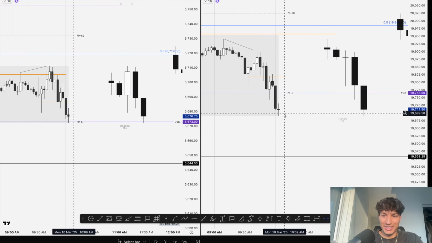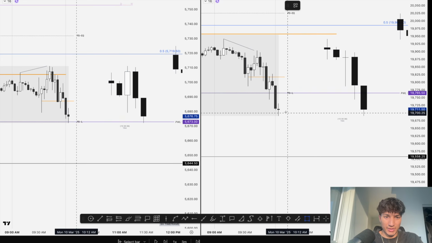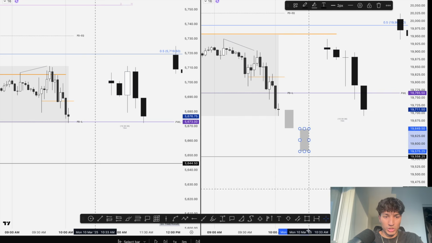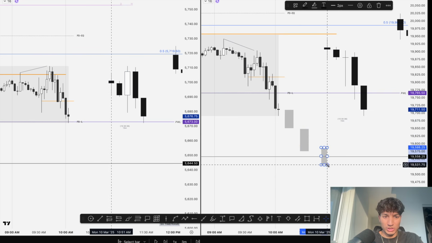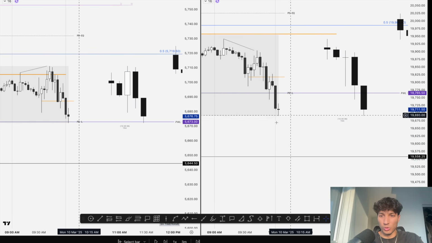I can frame a continuation of this 10 a.m. candle. Essentially, I can anticipate the following 15-minute candles within the 10 a.m. hour to expand right into my draw on liquidity, and I can look to involve myself with that order flow.